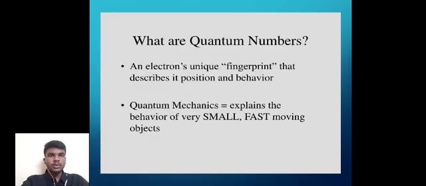What are quantum numbers? An electron's unique fingerprint that describes its position and behavior. Quantum mechanics explains the behavior of very small, fast moving objects.